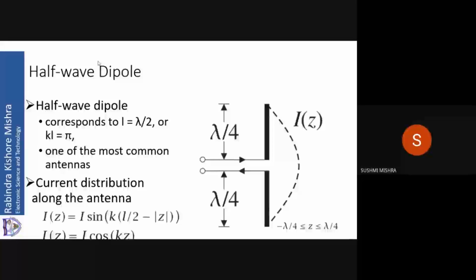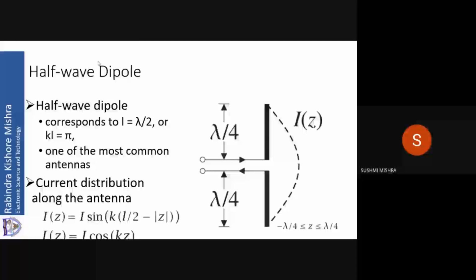Any book you see, you will find the half wave dipole and analysis of half wave dipole. The current distribution along the antenna is cosine. So I(z) is equal to I cos kz. This you will find in most of your textbooks. But I find it convenient to write it in the form I(z) is equal to I sin k(L/2 minus mod z). This is how I define the current distribution for a linear antenna when we consider standing waves.